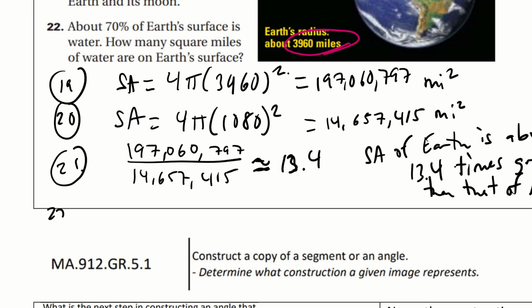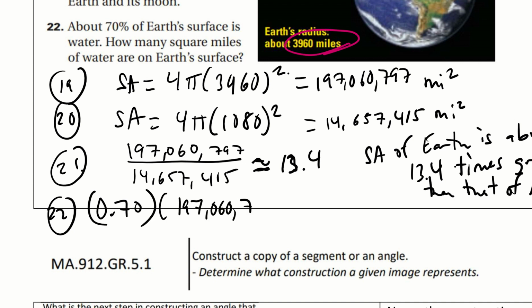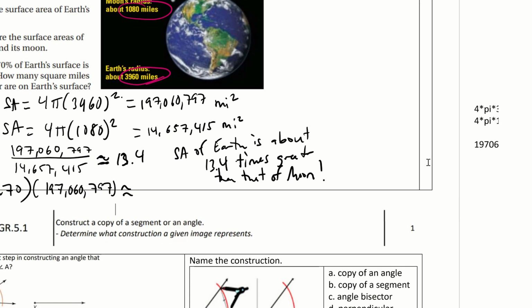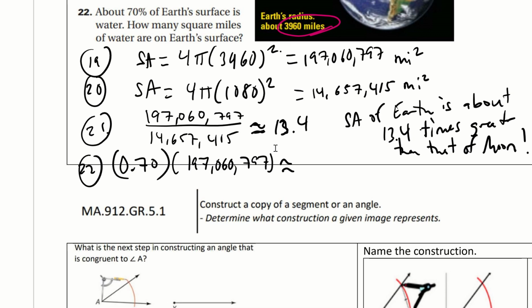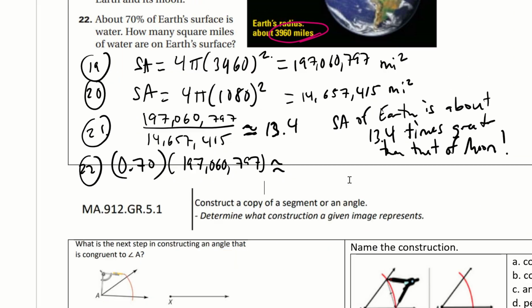But for number 22, it says 70% of Earth's surface is water. How many square miles of water are on the surface? So we're going to do 70% of this number, and you get an answer. I'm going to leave it to you guys to multiply that. I'm not going to do that out. Just do 0.70 times that, and that'll give you the surface area of the water on the Earth. Okay, all right, so that takes care of that standard.